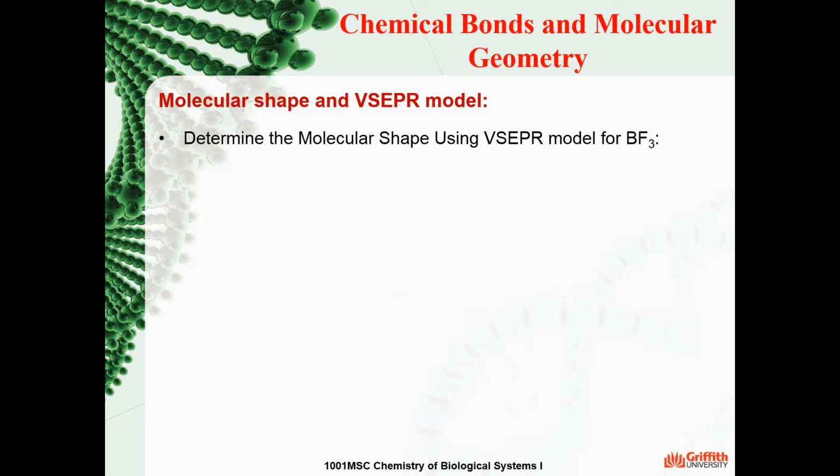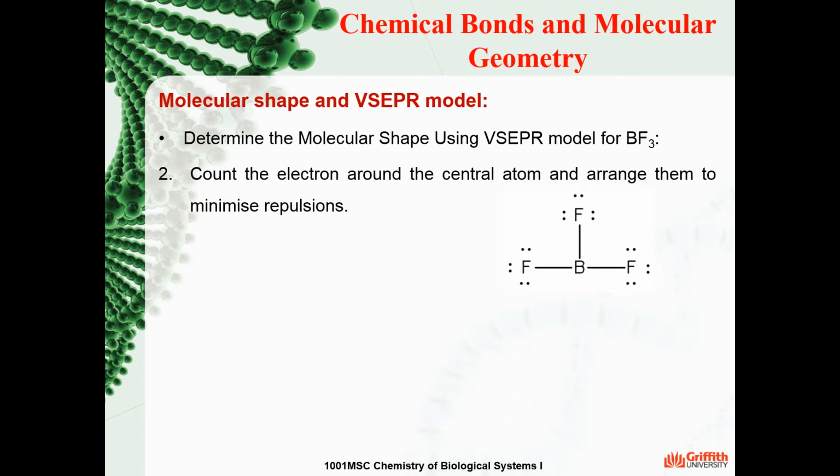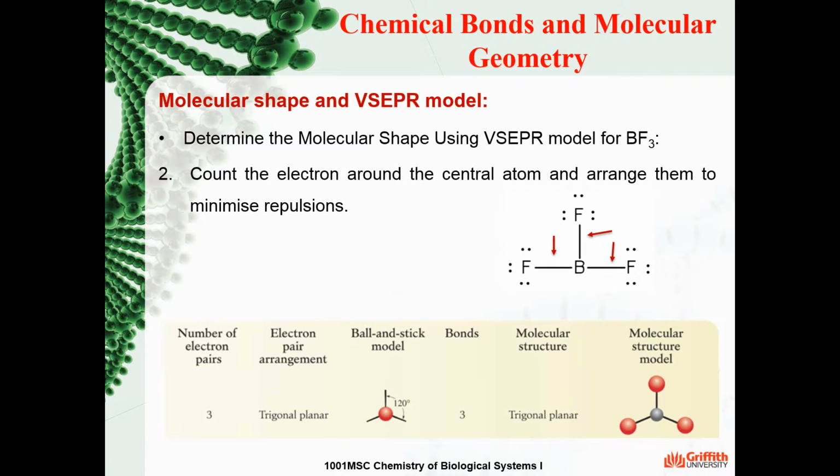Now, let's check the table to determine the geometry of the molecule. Let's count how many places of electrons there are around the central atom. We have 3 places of electrons. We also have 3 bonds. So from the table we can see that when we have 3 electron pairs, the arrangement is trigonal planar, and the bond angle is 120 degrees. As we have 3 bonds, then the molecular structure is trigonal planar. Trigonal means the molecule has the shape of a triangle, and planar means the molecule is flat and all the atoms are on the same plane.